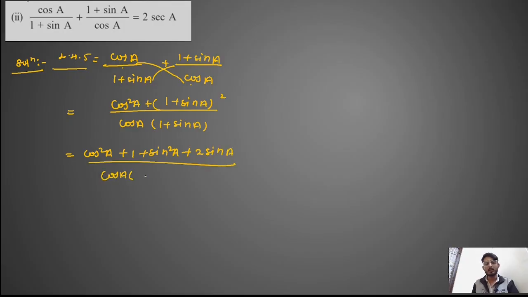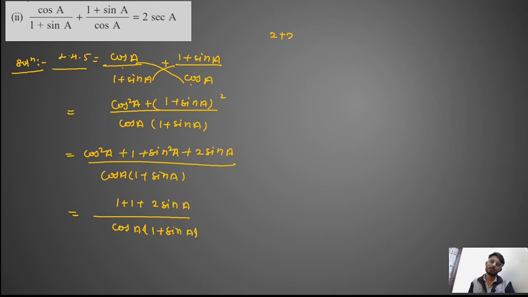Cos a upon 1 plus sin a. Here a square plus b square means cos square a plus sin square a, and as you know the identity that cos square a plus sin square a equal to 1, so we'll get 1 plus 1 plus 2 sin a upon cos a into 1 plus sin a. 1 plus 1 is 2, and it means 2 plus 2 sin a upon cos a into 1 plus sin a.